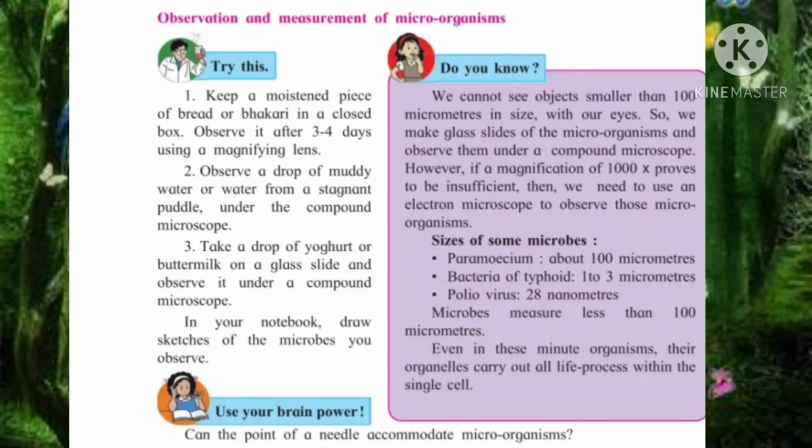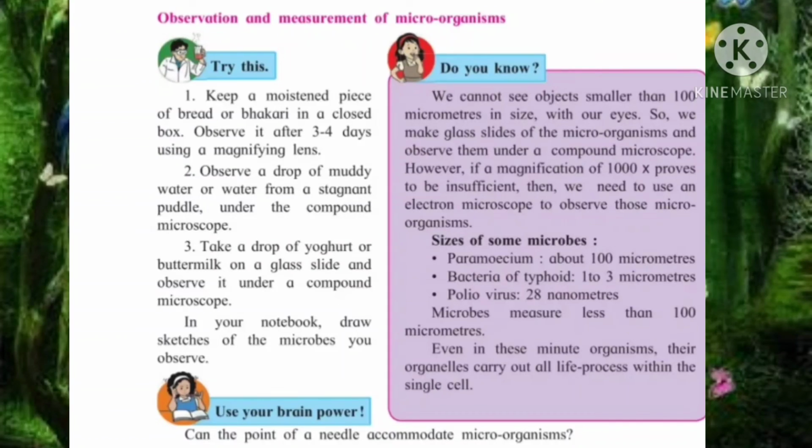In the last period I explained, if by using a compound microscope we are unable to see their structure, then we have to use an electron microscope. Now the sizes of some microbes are given. Paramecium, how much is the size? About 100 micrometers. In the last period I explained to you.